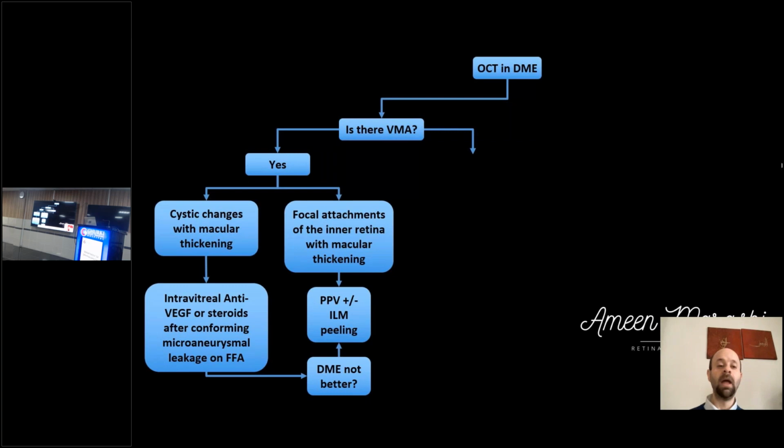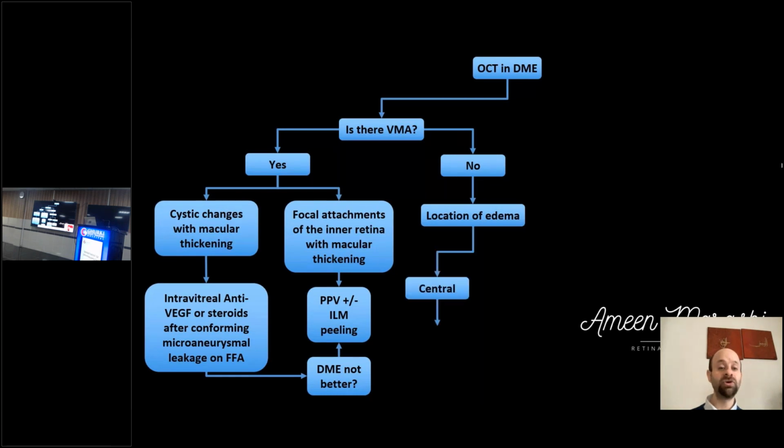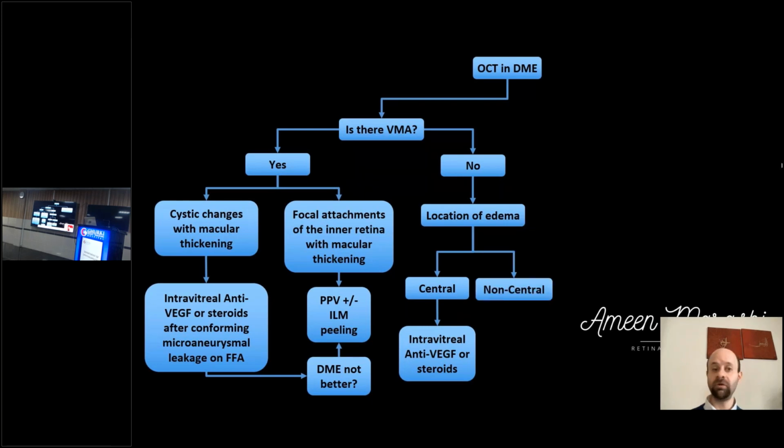But in cases with diabetic macular edema presenting in the absence of vitreomacular abnormalities, we should assess the location of the edema. Is it central? Then we consider intravitreal injections. If it's not central and clinically significant, then we consider laser treatment.